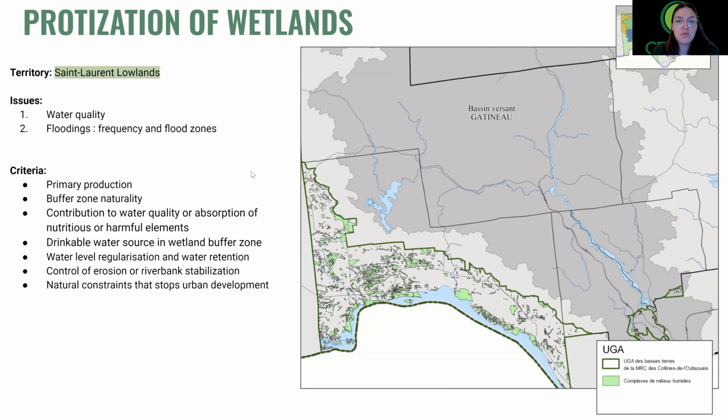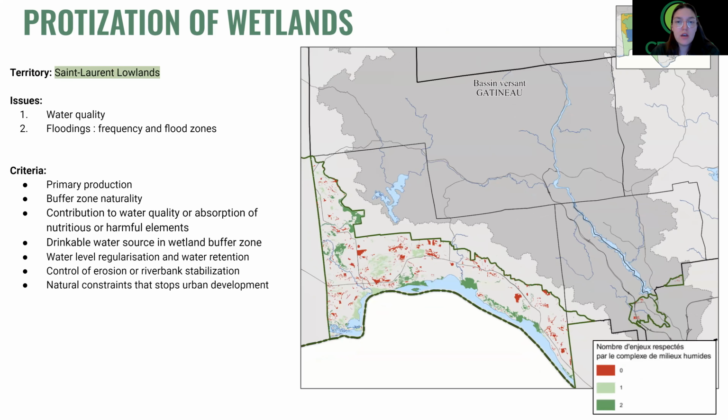So since there's two issues, the results will appear differently. So it looks like this, and instead of how many criteria are respected, it's how many issues are respected. So if we look at the map, the red signifies no issues. The wetlands don't respect any criteria for both of the issues. And if it's dark green, that means they respect the criteria for both of the issues.